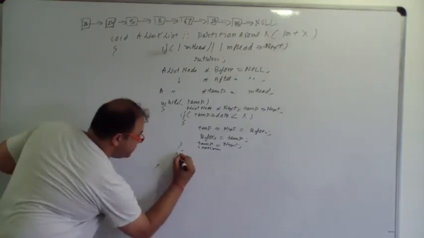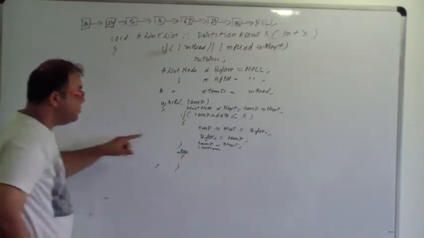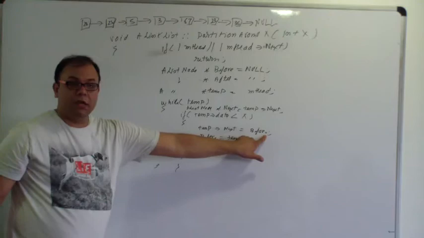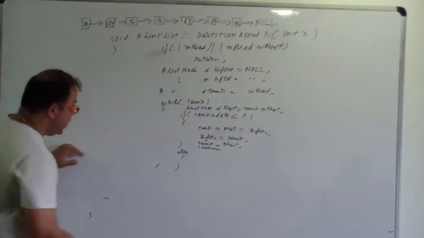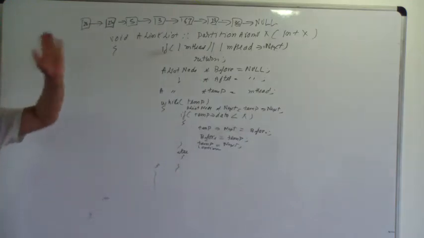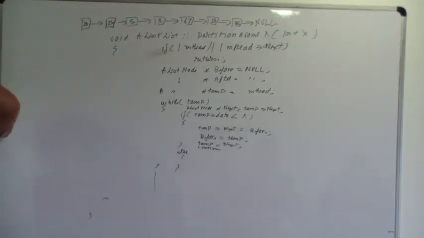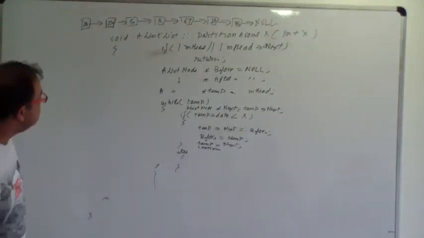Else we will have the same condition, and instead of before it will be after. And we'll continue, and after that we'll write the code so that before goes to the last and then joins it.